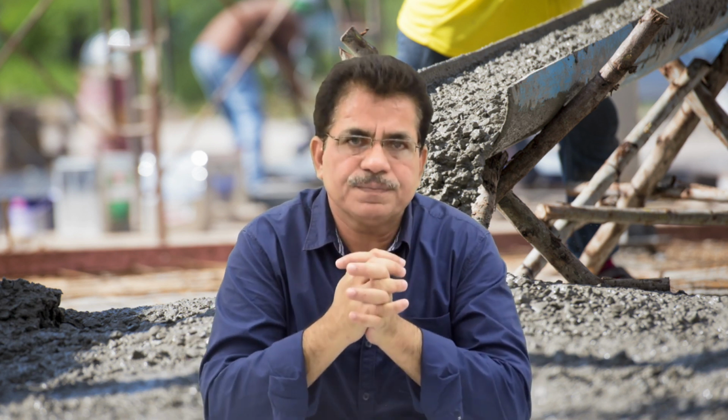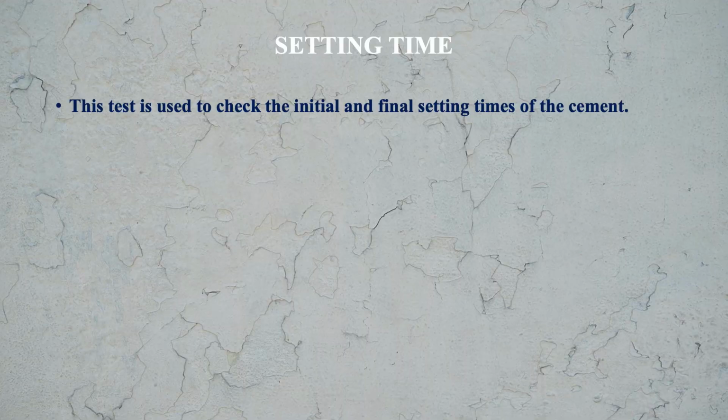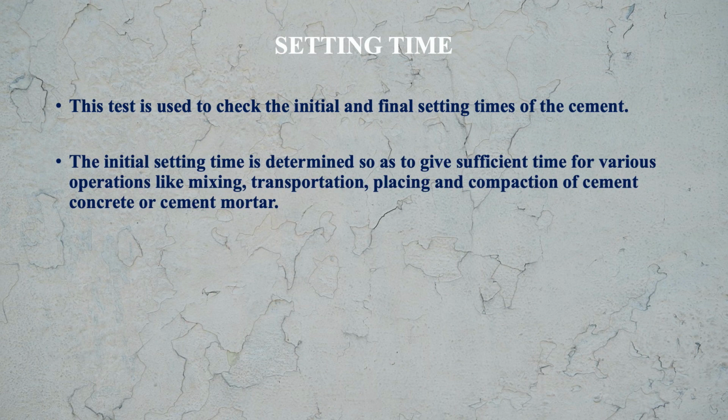Now let us move to the setting time test. The setting time test is used to check the initial and the final setting time of the cement. The initial setting time is determined so as to give sufficient time for various operations like mixing, transportation, placing, and compaction of cement concrete or cement mortar, whatever it is.